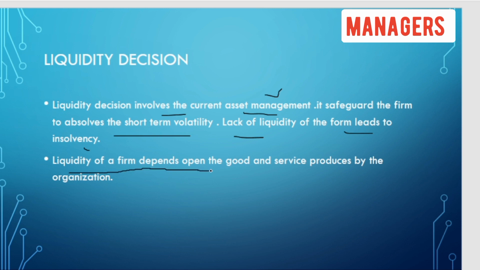The liquidity of a firm depends upon the goods and services produced by the organization. If the organization produces a product like an aeronautical or railway product, which takes a long duration to turn raw material into a finished consumable product, you will need a higher amount of liquidity funds. For an FMCG product, you should have less liquidity fund to operate your business.